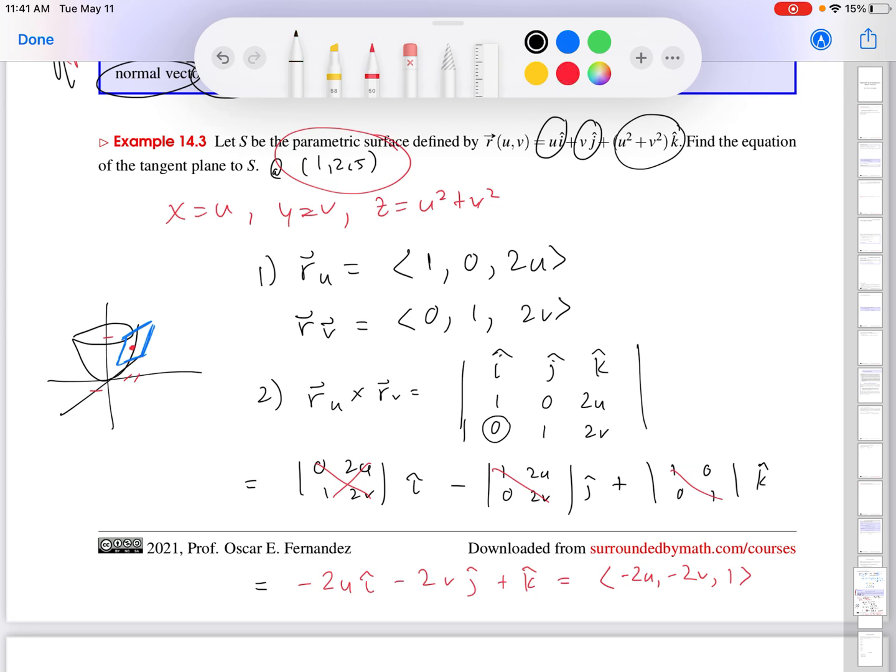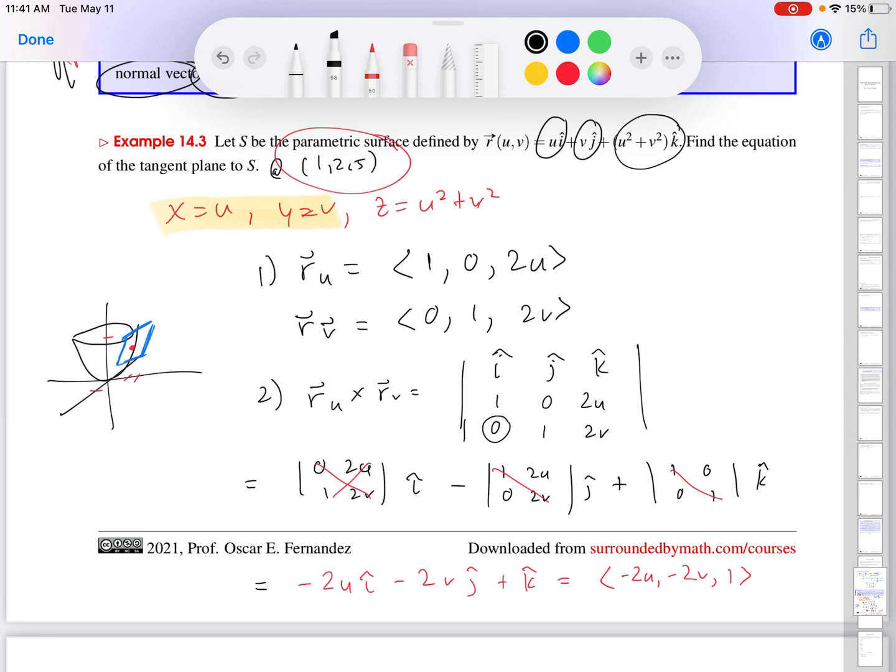In this particular problem, that is fairly simple to do because x is u and y is v. In other problems with other parametrizations, this will set up, as it did back with vector equations of lines, a system of equations that you will need to solve to find u and v.